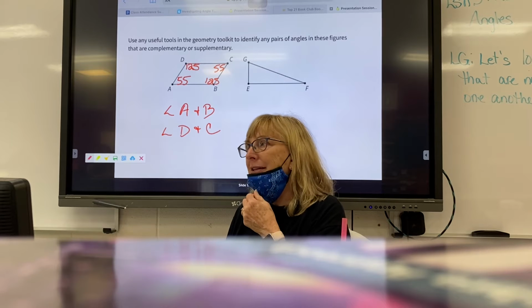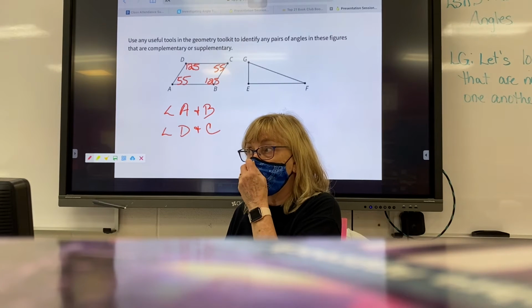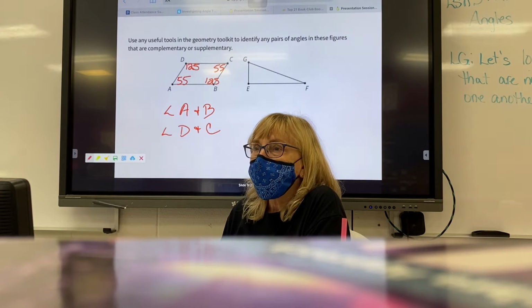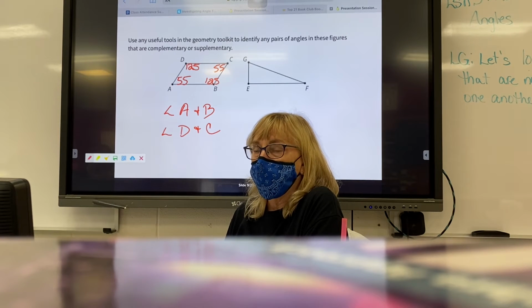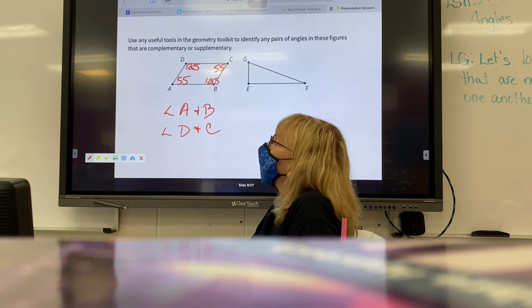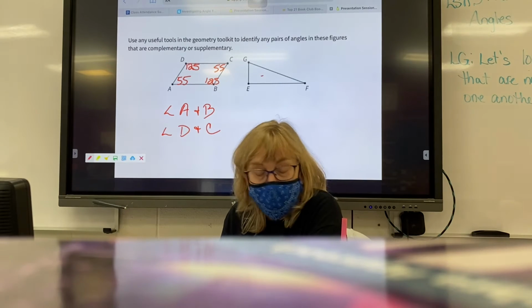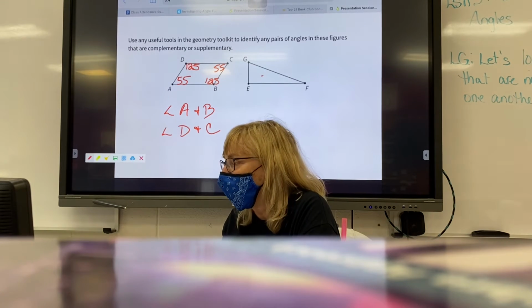So how many degrees are inside a triangle altogether? Well, think about it. An equilateral triangle has, do you know how many degrees each of the angles are in an equilateral triangle? All equal. All right, measure it. Go for it. Measure the angles in there and let's see what you get.